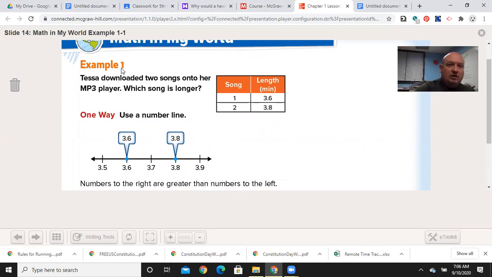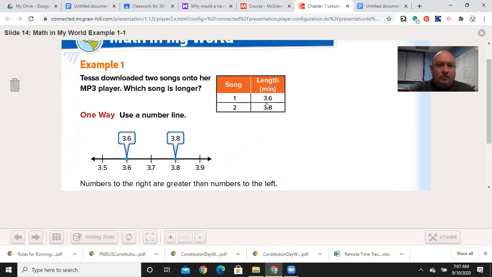If your example basic, which means 1, says Tessa downloaded 2 songs onto her MP3 player. Which song is longer? And if you're wondering, what's an MP3 player? They were actual devices that were meant for just playing music. They were quite popular in the early 2000s, late 90s. Now most people I know carry around your iPhone. It does a similar thing, and iPods did a similar thing.